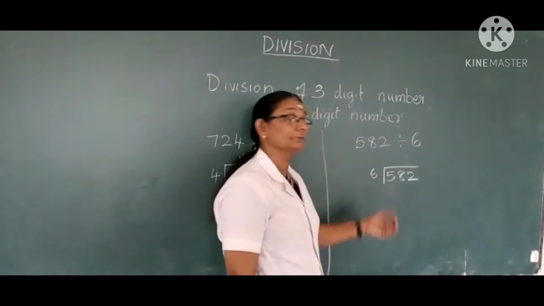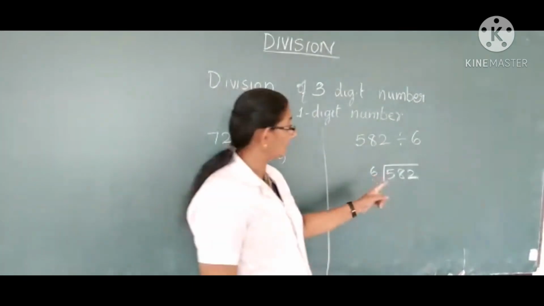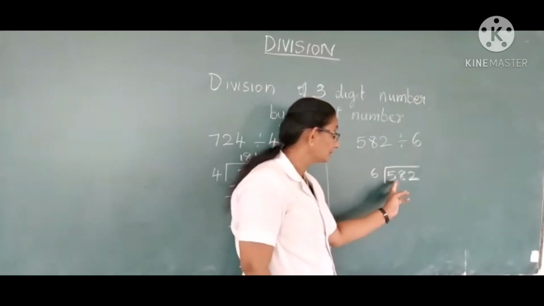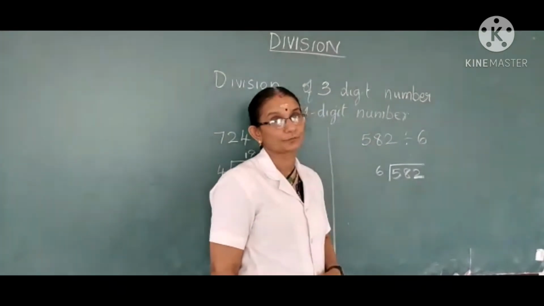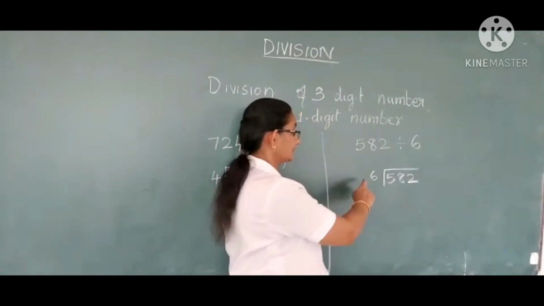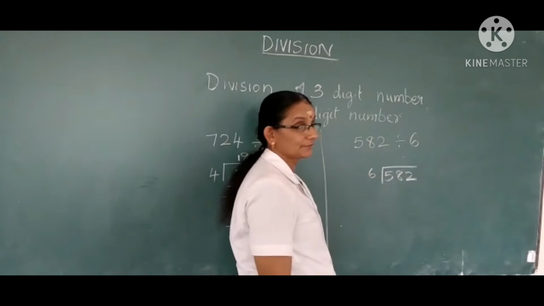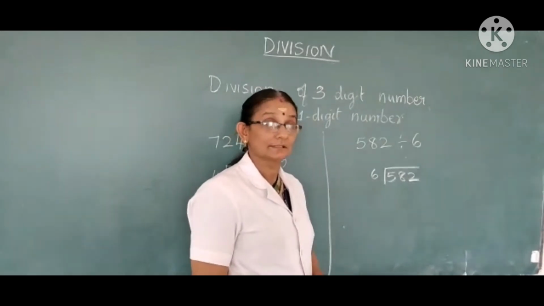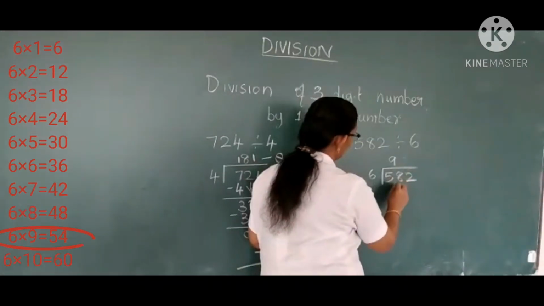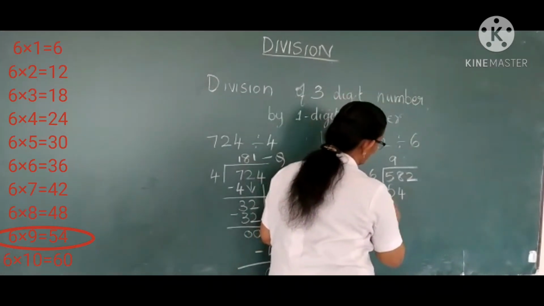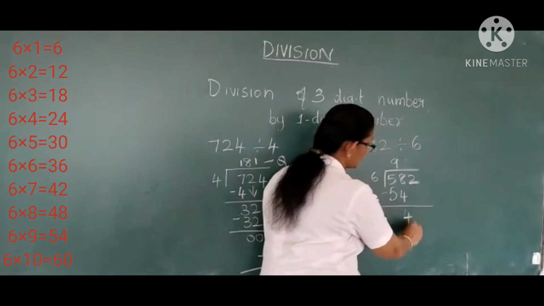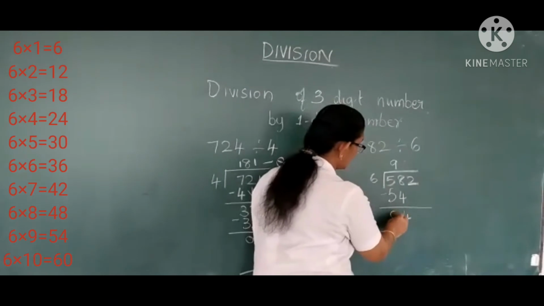Here we can see that the first digit is smaller than the divisor. So what we have to do? We have to consider the next digit also. So together we take the number 58. Now divide 58 by 6. How many times does 6 go in 58? Okay, 6 9s are 54. Now subtract 8 minus 4 is 4 and 5 minus 5 is 0.